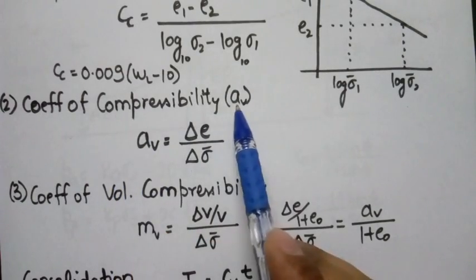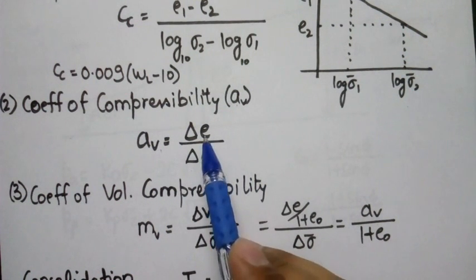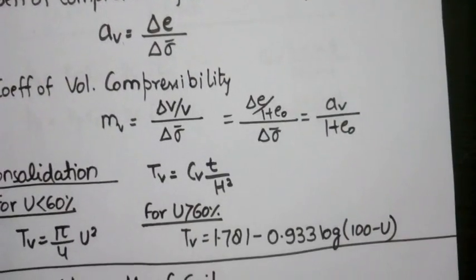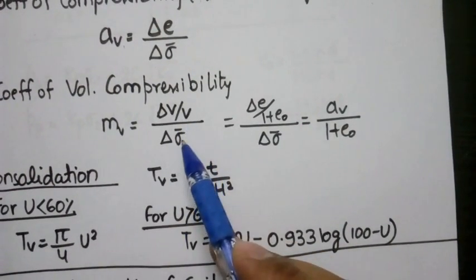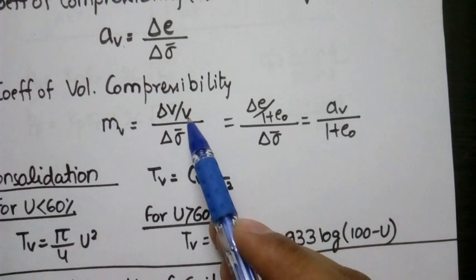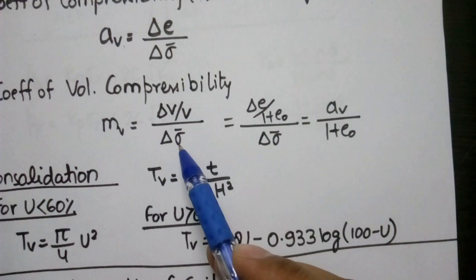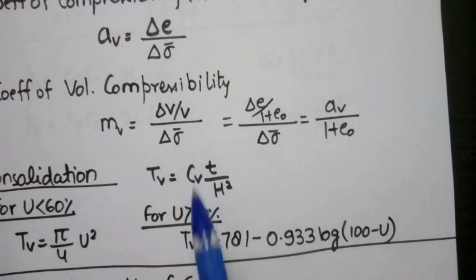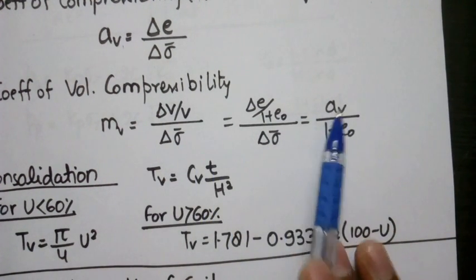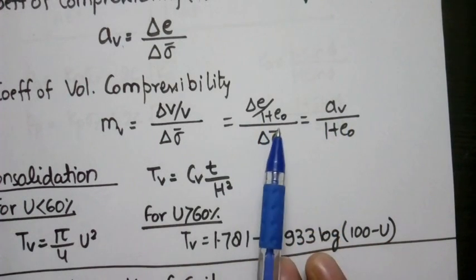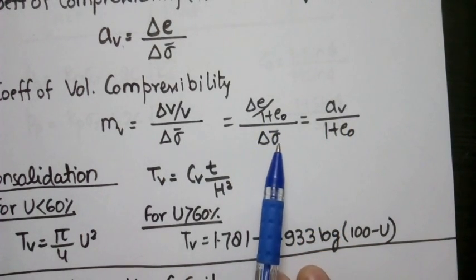Coefficient of compressibility av is the ratio of delta e upon delta sigma bar, that is change in void ratio upon change in effective stress. Coefficient of volume compressibility is the ratio of delta V upon delta sigma, that is the ratio of volume change upon change in effective stress. Now we have a different form of it, as we can represent it by av upon 1 plus e naught, or delta e upon 1 plus e naught upon delta sigma.